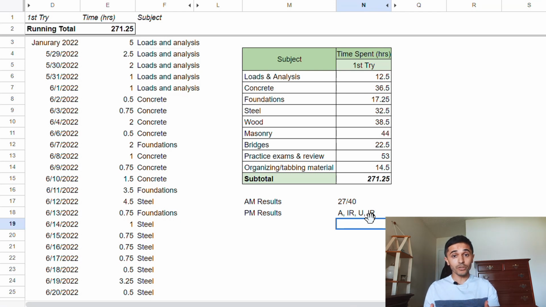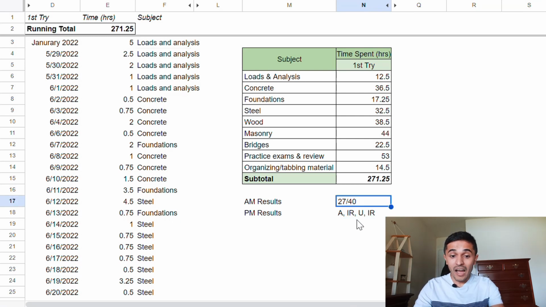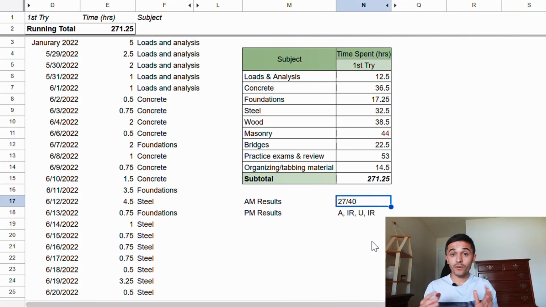This way, the grader would know that if I had a little bit more time, I knew how to solve that. For the morning, I got 27 out of 40, but honestly, I felt really good about the morning. I was expecting to get, I don't know, like 30. What probably happened was I fell for a lot of traps, not checking the proper fee factors for concrete beams and different types of footnotes, for example, and then ended up getting 27 out of 40.